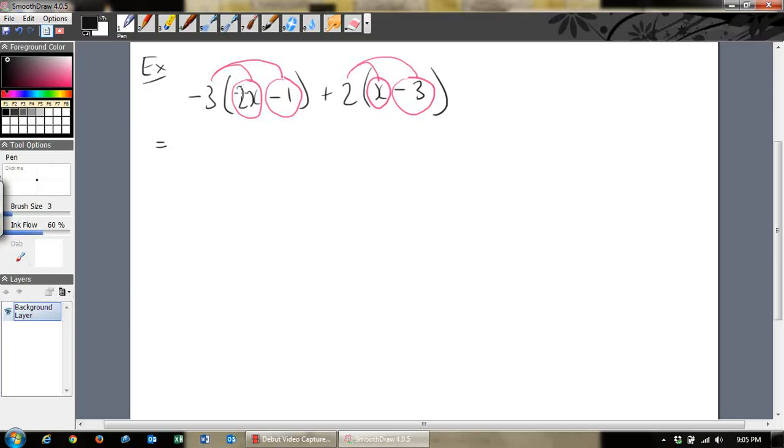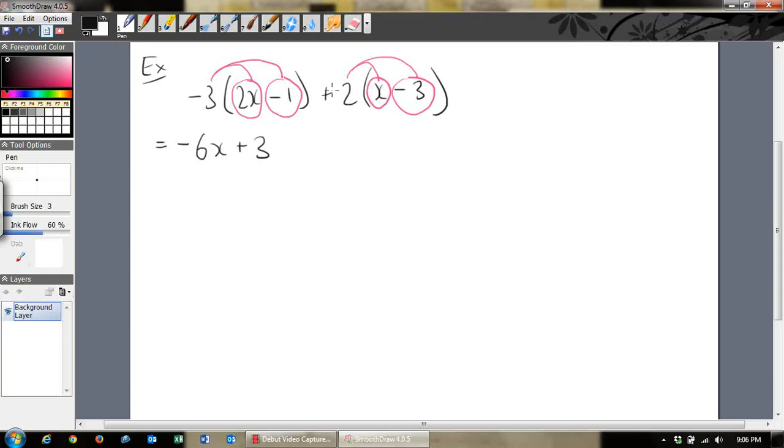Negative 3 times 2x is going to be negative 6x. Negative 3 times negative 1. Negative times a negative is a positive, and 3 times 1 is 3. Okay, so that's that first bracket successfully expanded. Just pat myself on the back.